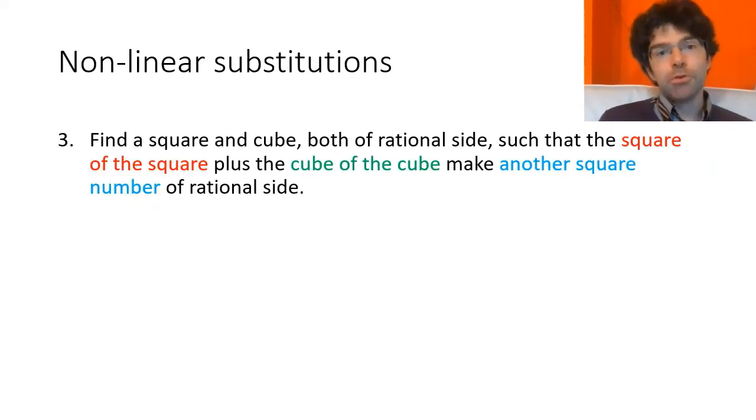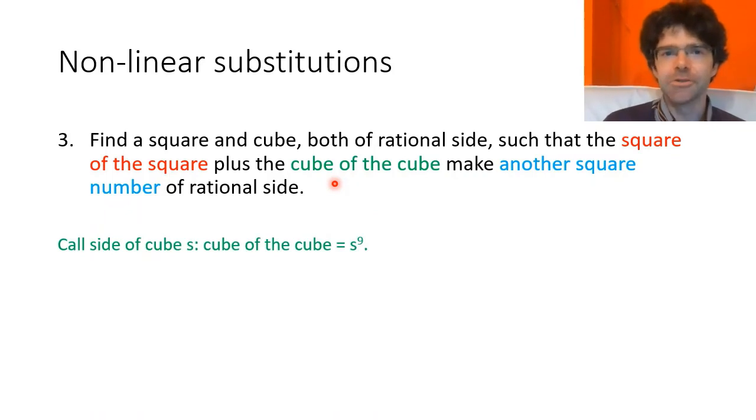So we're going to try one more problem involving thinking about reaching helpful form, again with a slightly different kind of substitution. So this problem: find a square and a cube, both of rational side, such that the square of the square plus the cube of the cube is another square of rational side. So in this problem we've got some higher powers. In fact, cubes of cubes, to the power 9, in other words, is as far as Diophantus ever goes. The square of the square looks like a 4th power, while the cube of the cube looks like a 9th power. So they're a long way away from being in helpful form automatically.